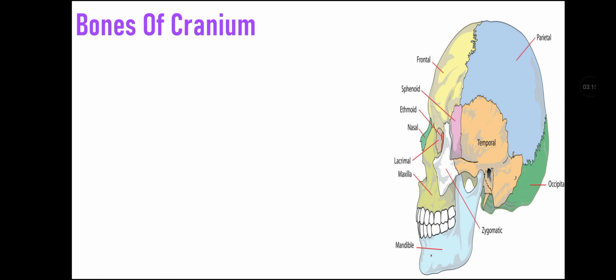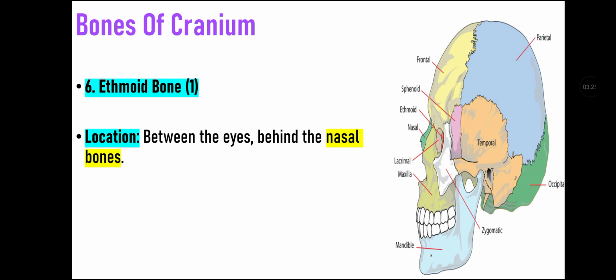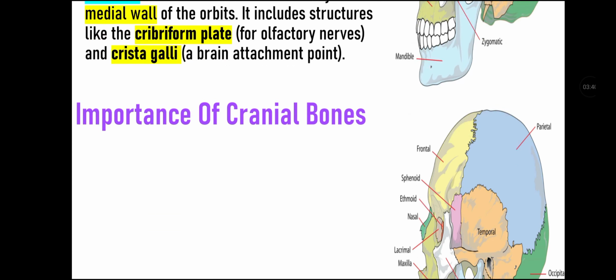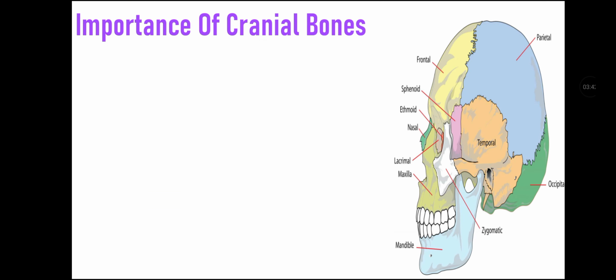Next we have is the ethmoid bone. As you can see here in the diagram, the red color bone is the ethmoid bone. It is unpaired bone. That means there will be one ethmoid bone in every skull. It is located between the eyes behind the nasal bone. Its function is to contribute to the nasal cavity and the medial wall of the orbit. It includes structures like the cribriform plate, that is for the olfactory nerve, and crista galli, that is the brain attachment point.